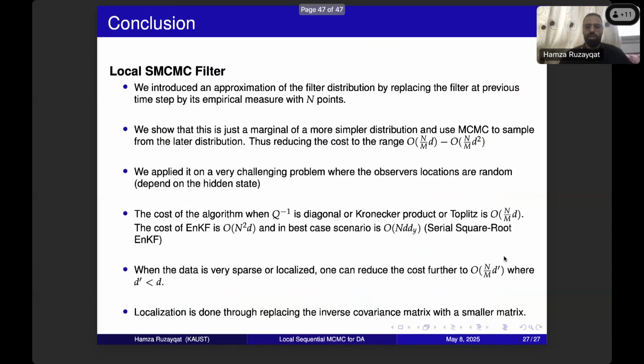So finally, let me conclude. In SMCMC, the cost is of order N over M D, where M is the number of cores available, N is the number of samples, and D is the dimension of the state. When you do localization, this is reduced to N over M D prime, and D prime is supposed to be much less than D. So I finish here. Thank you for listening.